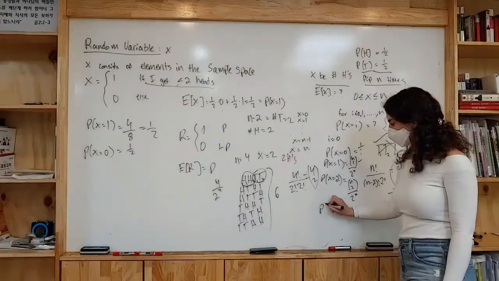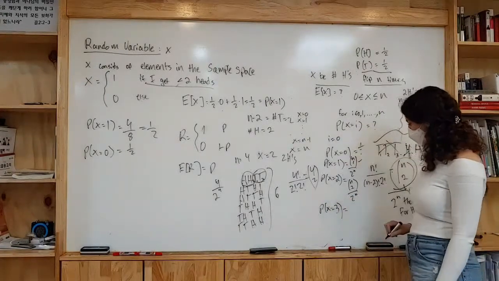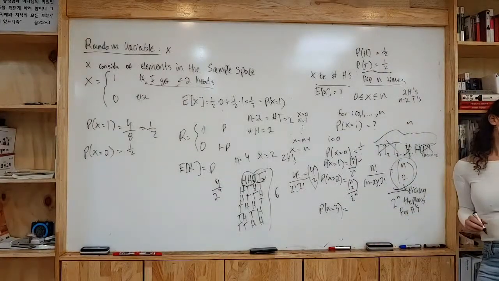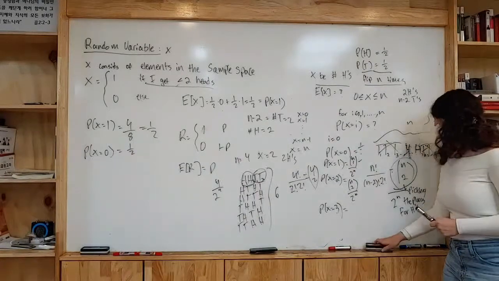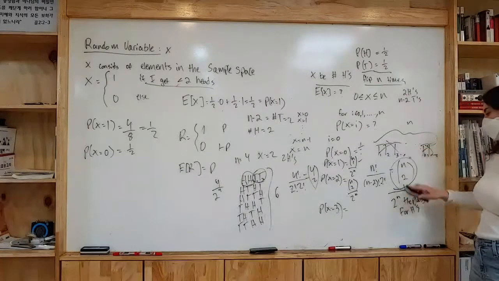Alright, what about P of x equals 3? N choose 3 divided by... Why? Let's think about it. Alright, I've got 3 heads.